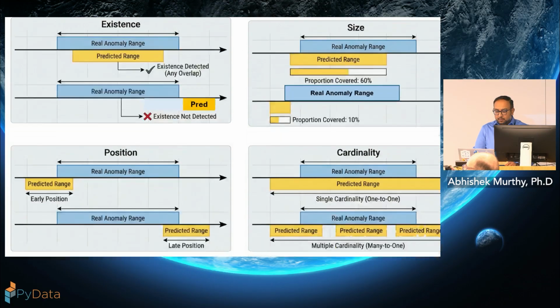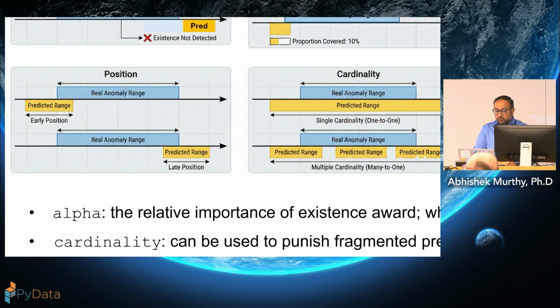Moving on, we may be interested in the start of the anomaly more than the end of the anomaly. If you're interested in some kind of defense application where something really bad happened, you may be interested in the initial part of the anomaly more than the tail end. So the exact position, which part of the anomaly you caught, is an important aspect. The position parameter allows you to tune that.